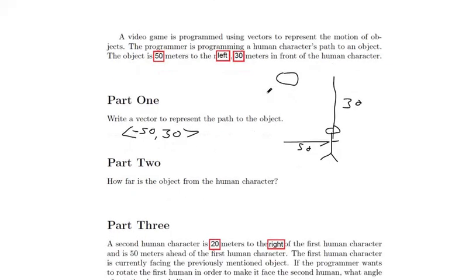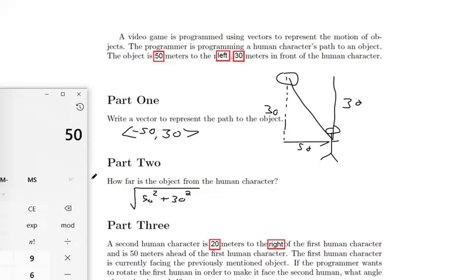How far is the object from the human character? There is a formula for the magnitude of a vector. All it is is the Pythagorean Theorem, though. Okay, so here, this is 30, this is 50. So the formula is when you square both components and then take the square root of their sum. So 50 squared plus 30 squared. But if you use the Pythagorean Theorem to find the hypotenuse, then you've got it.